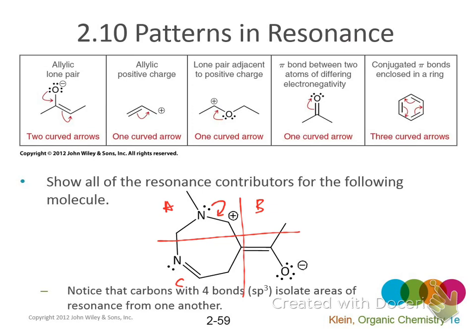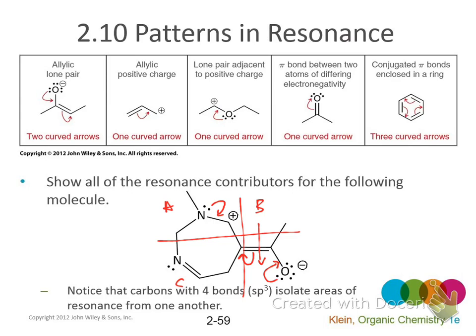And then what about in B? Sorry, because B was supposed to be down here. So what is going to happen in B? What kind of pattern is it? Yeah, allylic lone pair. It's a lone pair of electrons next to a double bond. So the pattern is to take this, go like this, and then these go like that. There's going to be one more, by the way.